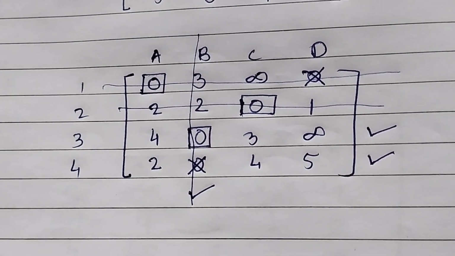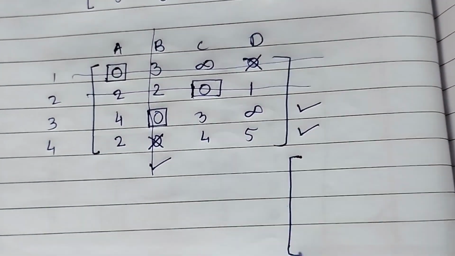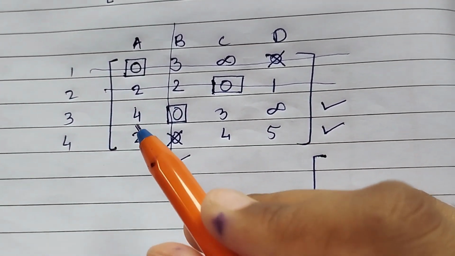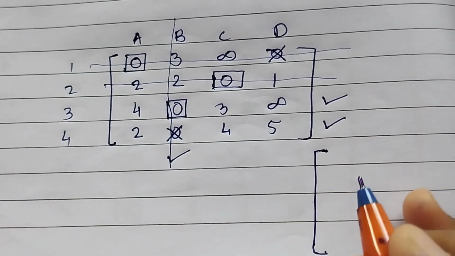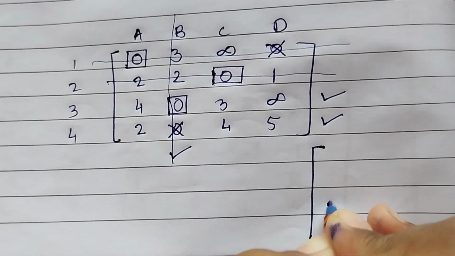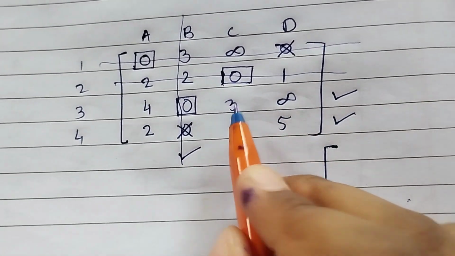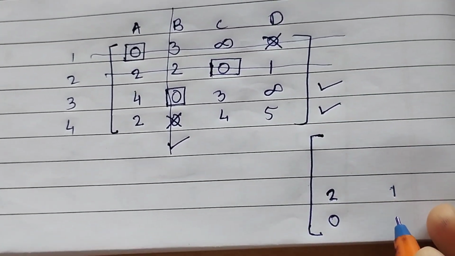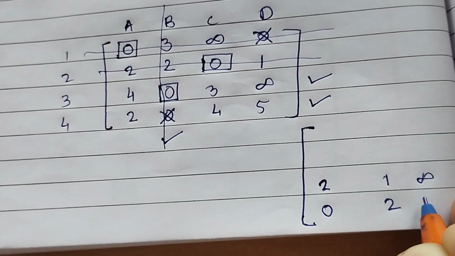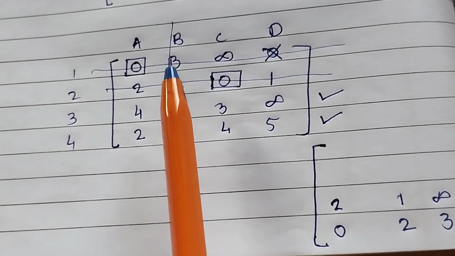So let's write the reduced matrix now. Let me write here for simple understanding. 2 is the smallest. First we subtract it from the unmarked elements. So 4 minus 2 is 2. 2 minus 2 is 0. Now 3 minus 2 is 1. 4 minus 2 is 2. Infinity minus 2 is infinity. And 5 minus 2 is 3. Now add at the intersection points.